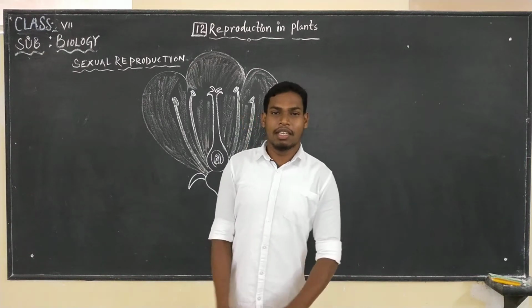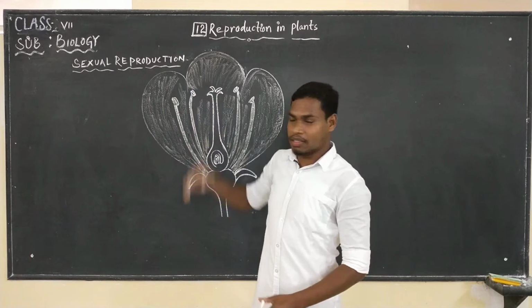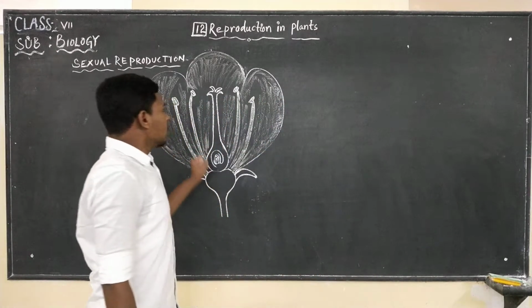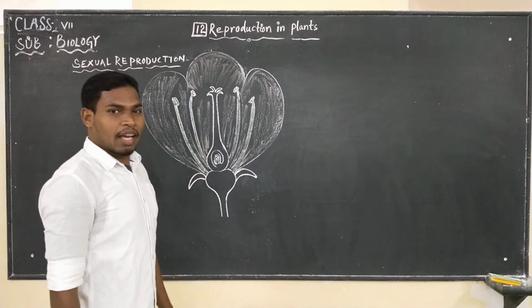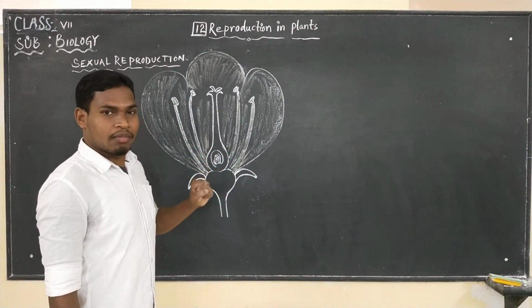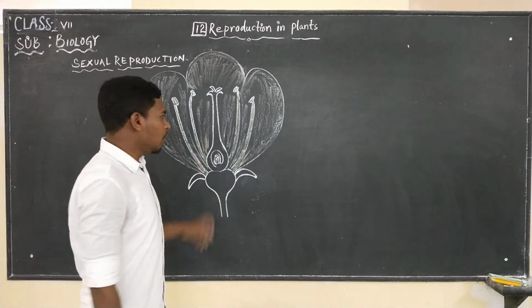Hi everybody, in today's class we are going to discuss sexual reproduction in plants. Plants have a reproductive organ. What is that? Flower. Flower is the reproductive organ in plants.